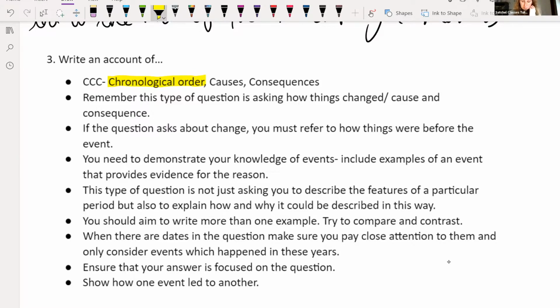You need to demonstrate your knowledge of events. So include examples and evidence. It's not just asking you to describe the features of a particular period, but also to explain how and why it could be described in that way. You should aim to write more than one example. Where there are dates, make sure you pay close attention to them. That's really, really important.